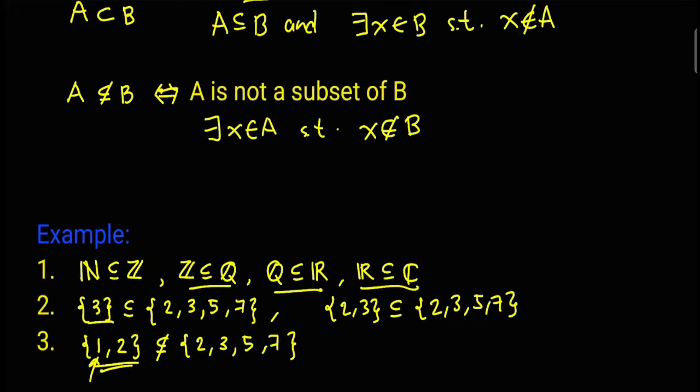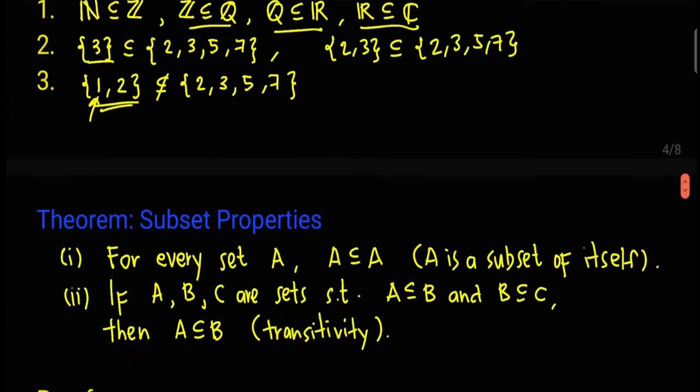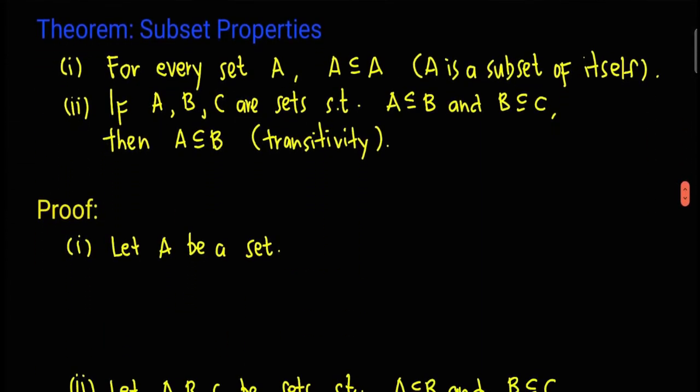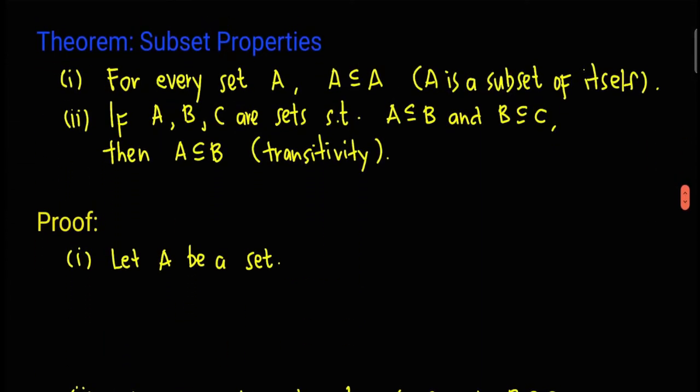So now, let's look at some properties of subset. For every set, A is a subset of itself. Now, let's look at why that is true. Of course, it's very obvious to see why A is a subset of itself, but we need to state it mathematically.